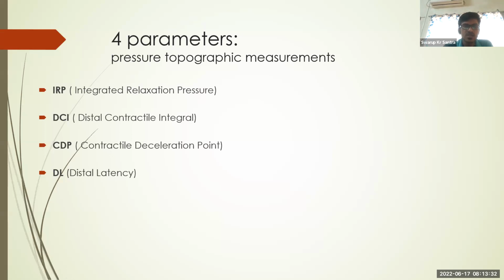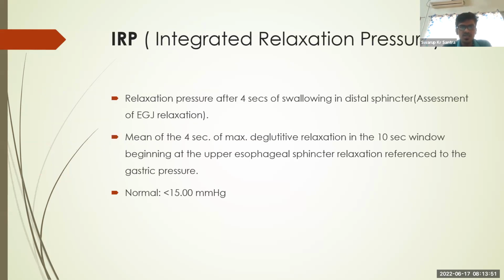There are 4 main parameters which we should know for this manometric reading. These are IRP or integrated relaxation pressure, the distal contractile integral or DCI, contractile deceleration point or CDP, and distal latency or DL. This IRP is the relaxation pressure after 4 seconds of swallowing in the distal sphincter. That is basically the assessment of EGJ relaxation. It's a mean of the 4 seconds of maximal deglutitive relaxation in the 10-second window beginning at the UES relaxation, with reference to the gastric pressure. Normally it is less than 15 millimeters of Hg.